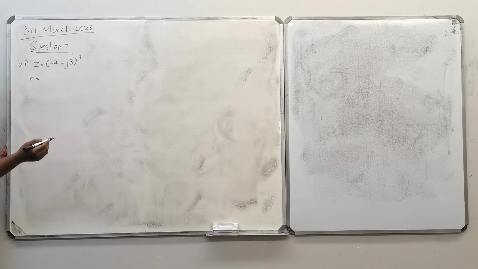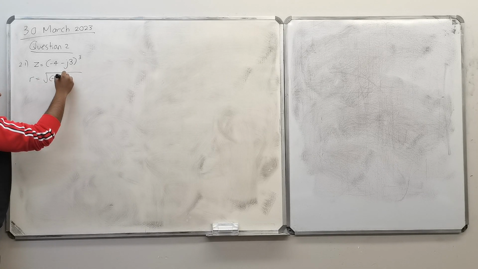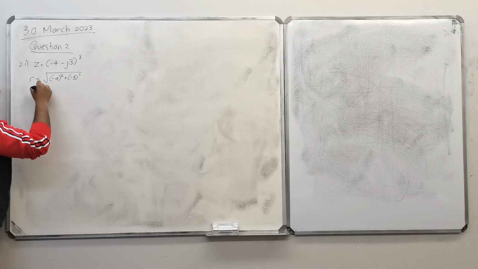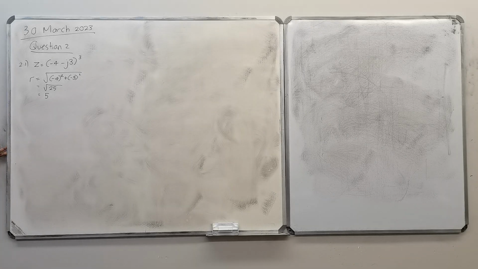A squared plus b squared, right? So your a is minus 4 squared plus your b is minus 3 squared, which gives you what? It gives you the square root of 25, which is 5. Your r value is 5.